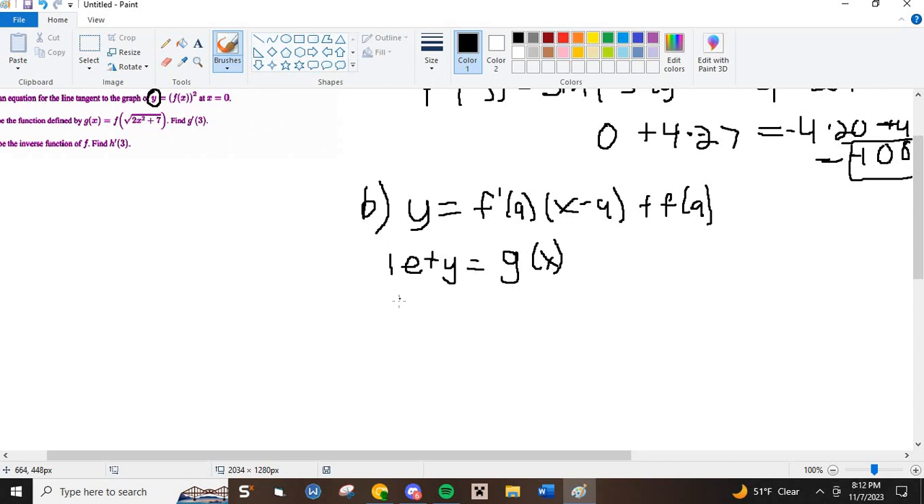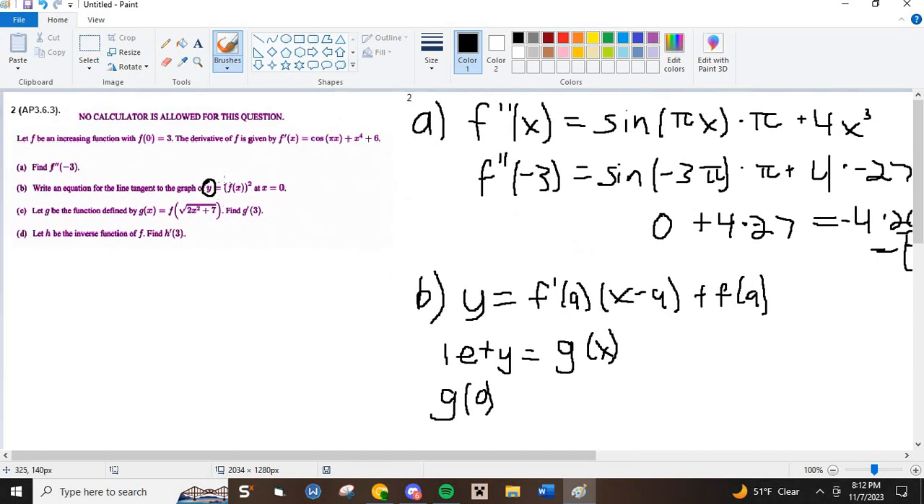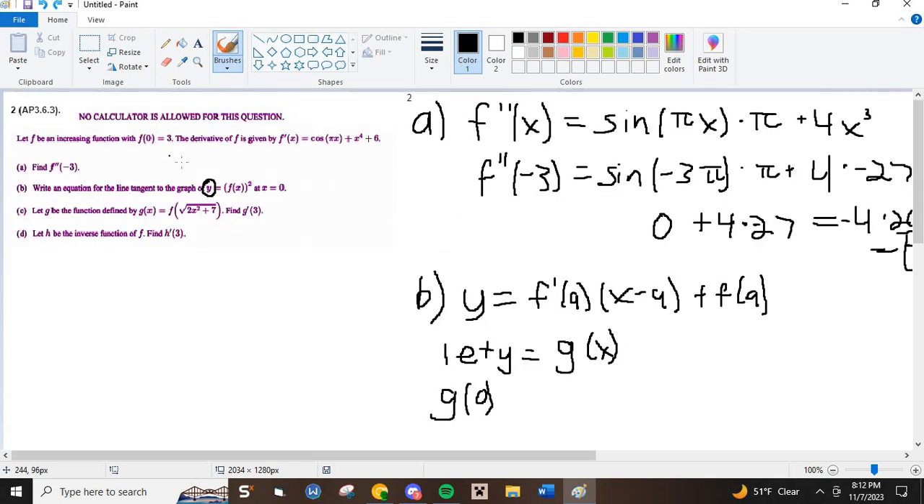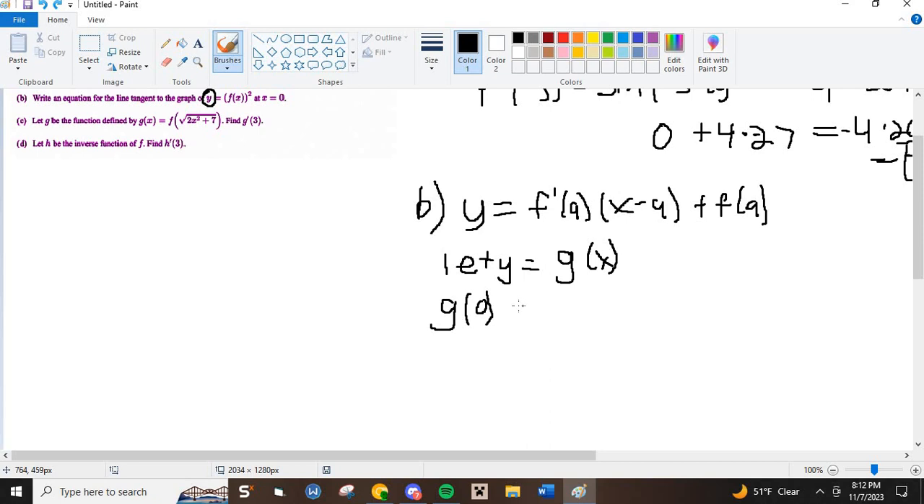First, you're gonna find g prime of 0. Oh, actually, g of 0 first, since that's easier. g of 0 is the same thing as f of 0 squared. In the directions here, they give you f of 0 already. It's just 3. So g of 0 is f of 0 squared, which is 3 squared, which is 9. So that's just going to be 9. Pretty simple.